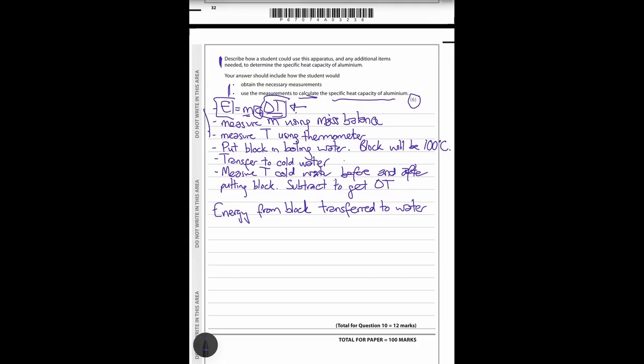So how do I know how much energy has been transferred to the water? Well, I can calculate it. So I can say calculate energy transferred to the water by saying the mass of the water times the specific heat capacity of the water times the change in temperature of the water. Well, I can measure the mass of the water using a mass balance again. So I've got to measure the mass of the water. I know C of the water is 4,200 joules per kilogram per Kelvin, so I know that's going to be true, and I've measured the temperature change using the thermometer.